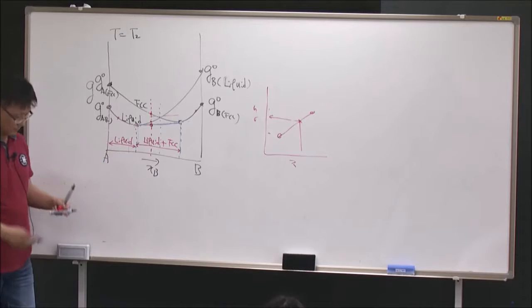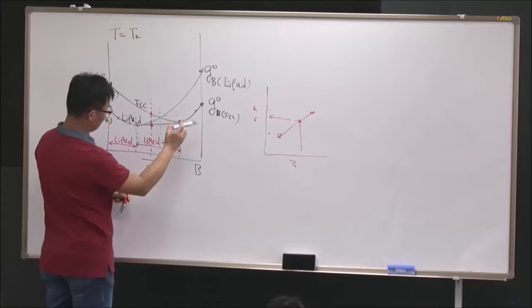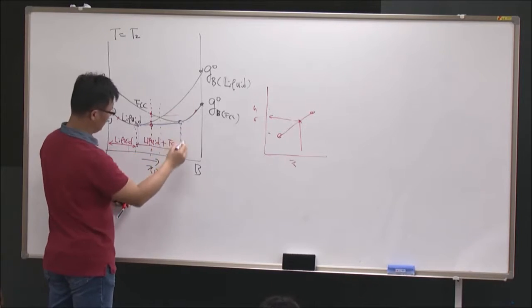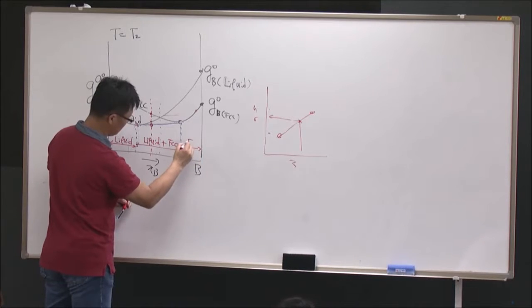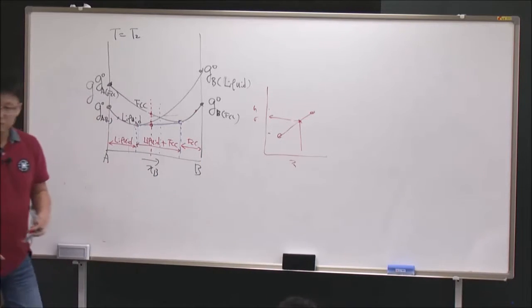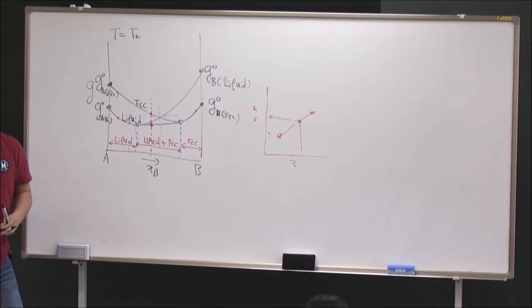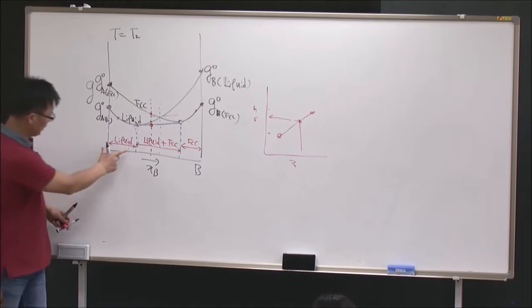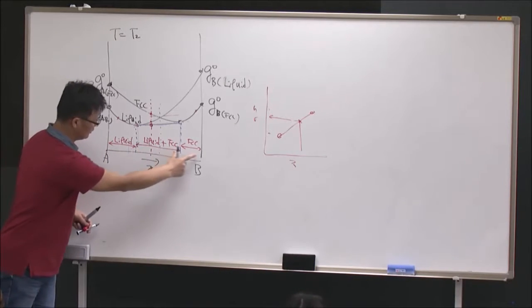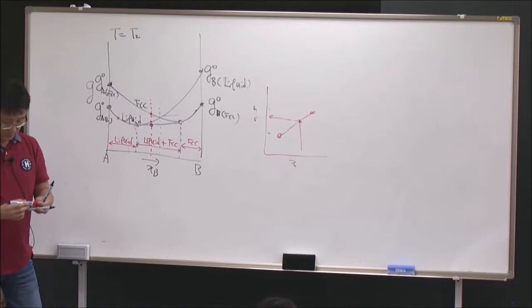So liquid. And then here, same thing, same region: FCC phase will be more stable than single liquid phase. Is that okay? So you have three regions: liquid, liquid plus FCC, and FCC.